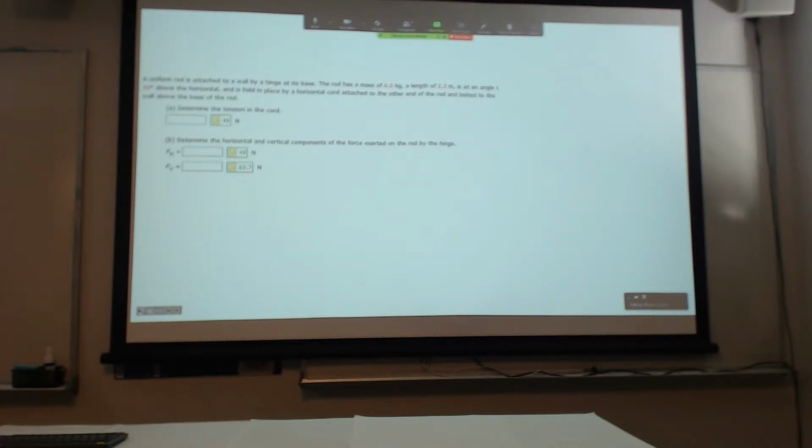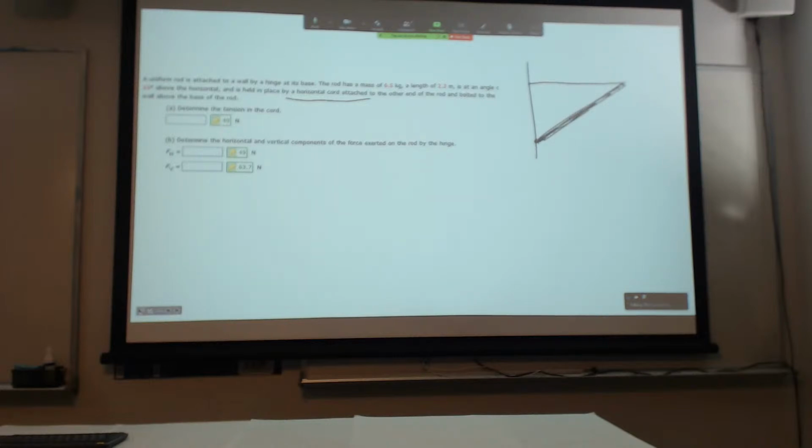First of all, there is no picture here, so we have to draw the picture, and that is related to how we read it. A uniform rod attached by a hinge. So there's a wall, there's a hinge, there's a rod. A horizontal cord, string, rope. So the string has to be horizontal. So now the rod has to be attached to it like this. That's the only way to do it.